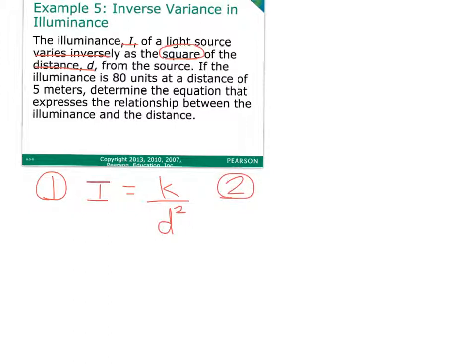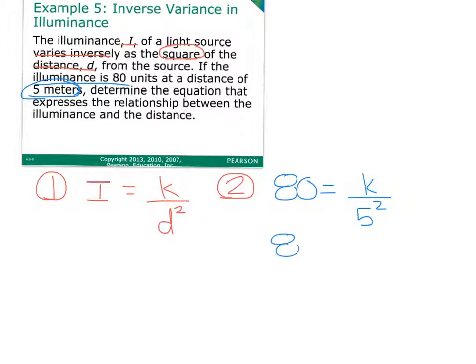So they should give you some numbers to substitute in. It says if the illuminance is 80, so that goes where my I is located, at a distance of 5. So that goes where the d is located. Don't forget to square it. You should be able to figure out your k.